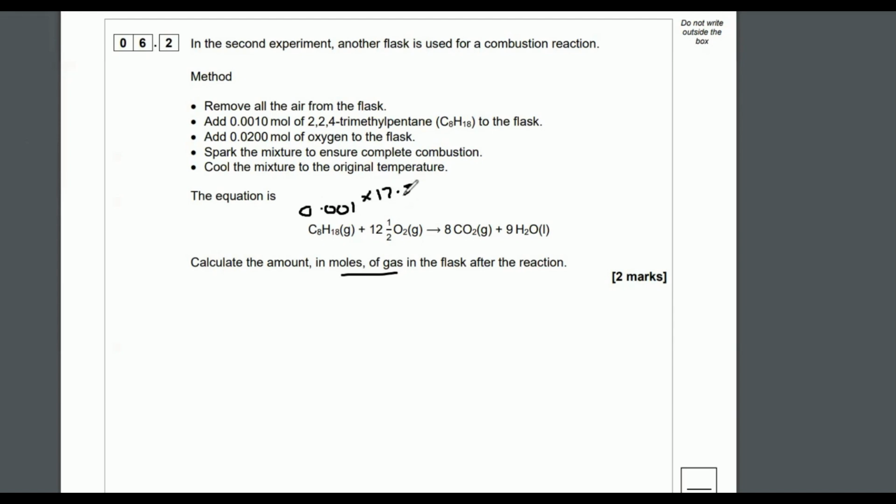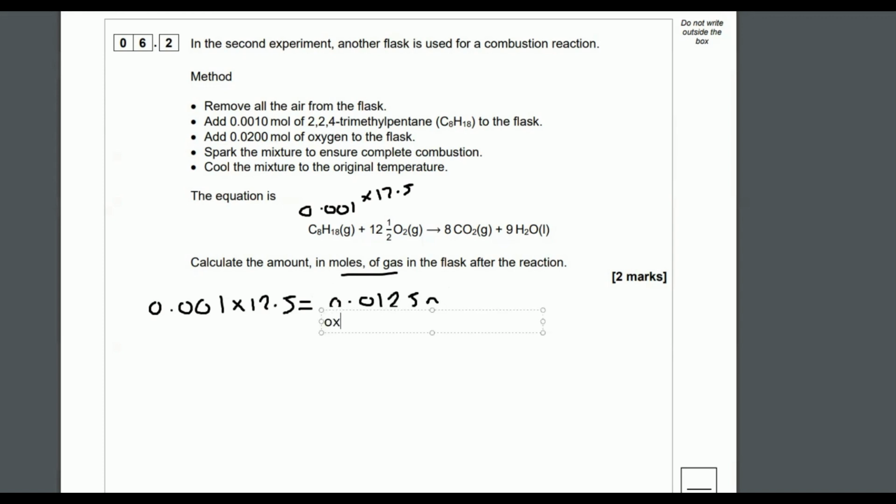Right, I know I've got 0.001 moles of C8H18. What I need to do is work out how much oxygen has been used up and what my excess oxygen left over is. We're going to have none of that C8H18. It's completely combusted, right? They've told us that in the question. So we're going to have none of the 0.001 left. But I want to know how much more oxygen is going to be left over. So I'm going to do 0.001 times 12.5, and that gives me 0.0125 moles of oxygen needed.